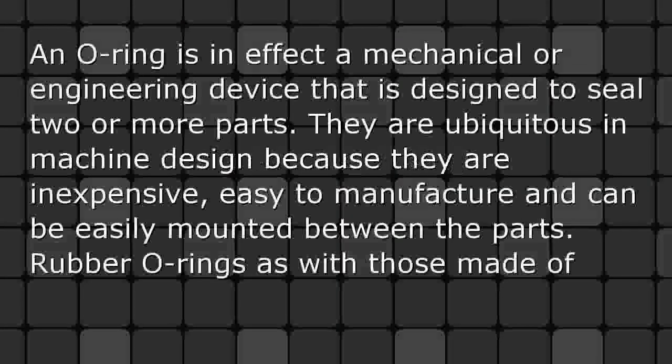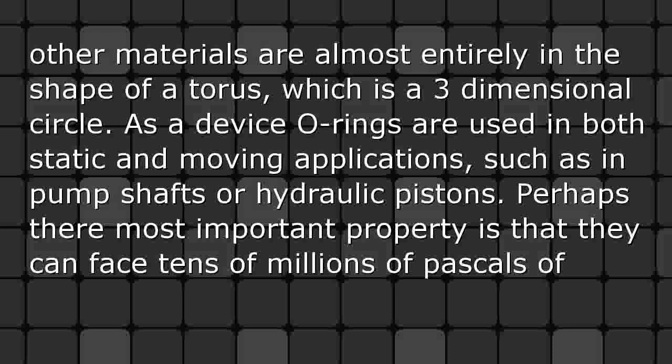Introducing O-rings. An O-ring is in effect a mechanical or engineering device that is designed to seal two or more parts. They are ubiquitous in machine design because they are inexpensive, easy to manufacture, and can be easily mounted between the parts. Rubber O-rings, as with those made of other materials, are almost entirely in the shape of a torus, which is a three-dimensional circle.